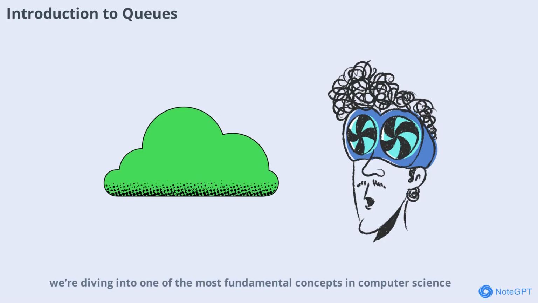Welcome. Today we're diving into one of the most fundamental concepts in computer science, queues and data structures. Queues are everywhere, from managing print jobs to handling tasks in operating systems. They're simple yet incredibly powerful. In this video we'll explore what queues are, how they work, and why they're so essential in programming.